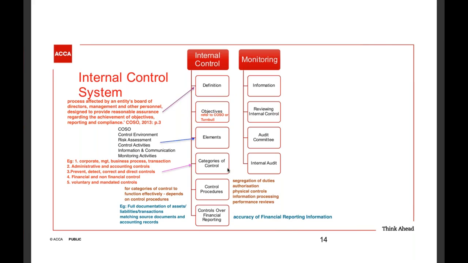The next part is categories of control. These categories of control, based on the control pyramid, are examples such as corporate management or business process and transaction control, and administrative and accounting control. So these are the examples that I have here. I put 1, 2, 3, 4, 5 examples of your categories of control.